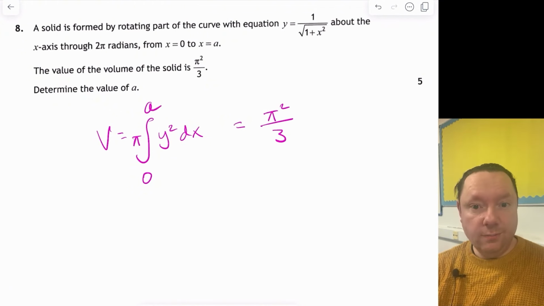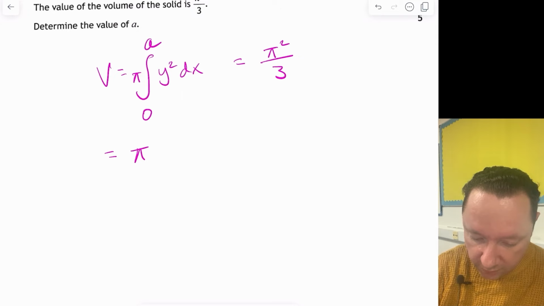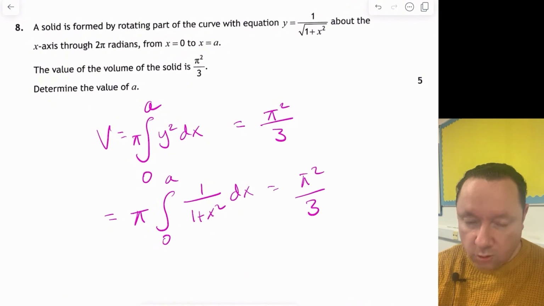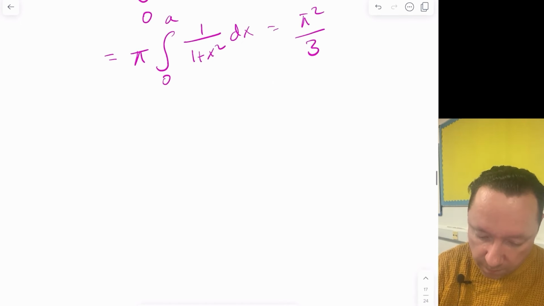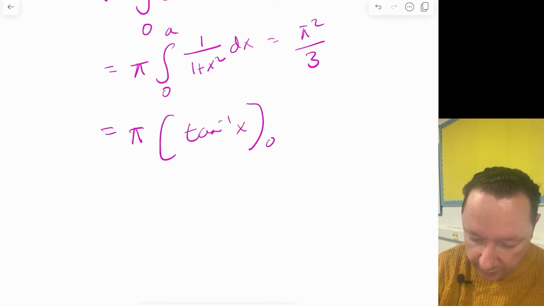So as long as you know that, this question should be reasonably straightforward. So that's pi times the integral from 0 to a of y squared, let's have a look, 1 over the square root of 1 plus x squared, squared, so 1 over 1 plus x squared, dx equals pi squared over 3. I think that's the inverse tan. So that becomes pi times the inverse tan of x between 0 and a equals pi squared over 3.